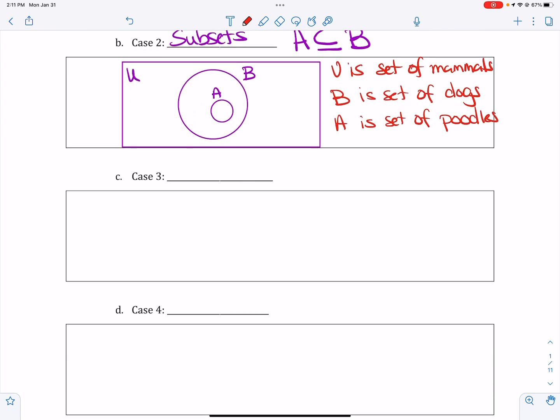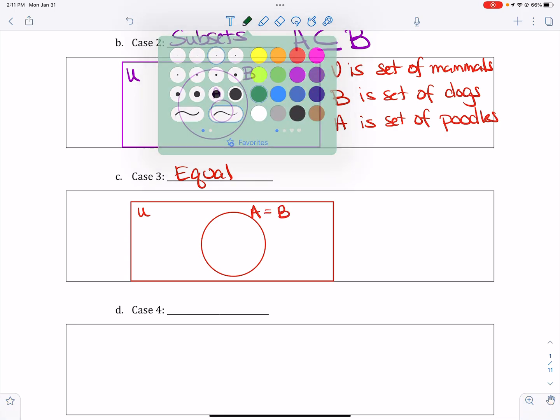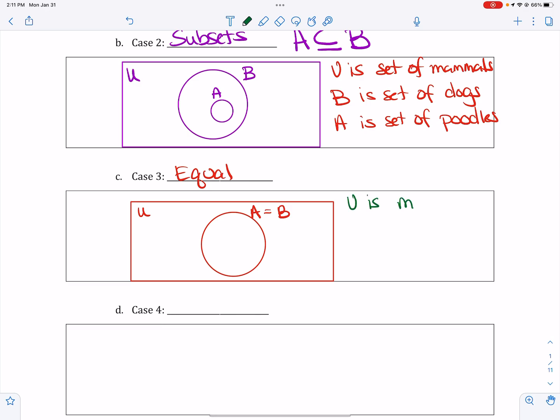Okay, and then we have an example of equal sets, and so we have our universal set here. We put that U up here, and then we have one set A. Let's move that out. Oops. And this is also the set B. So U is mammals, and A is the set of cats, which is the set of B.